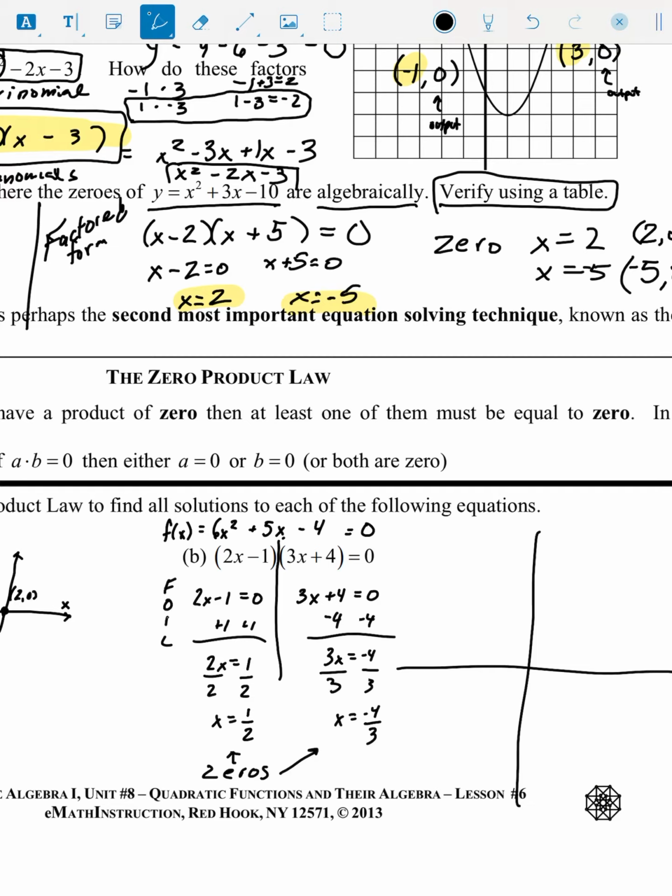Now, if I was to graph them on the coordinate plane, negative 4/3 is a little bit to the left of negative 1. It's just greater than negative 1. It's actually negative 1.333 repeating. And 1/2 is half of 1 on the positive x-axis. And I see that my parabola looks to be very skinny and narrow. The distance between my roots is small.